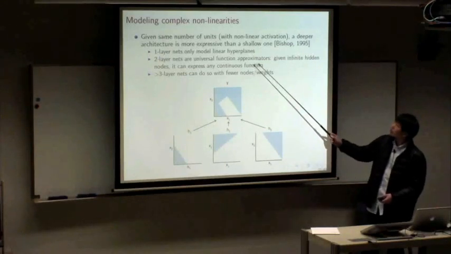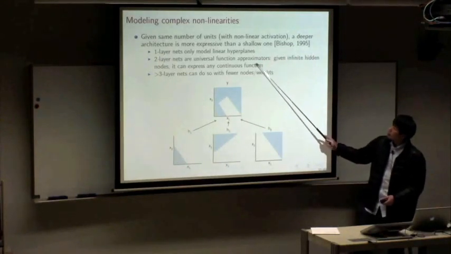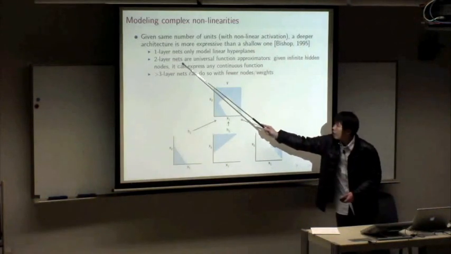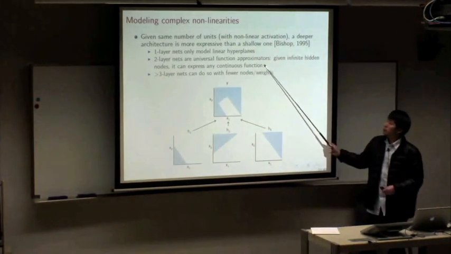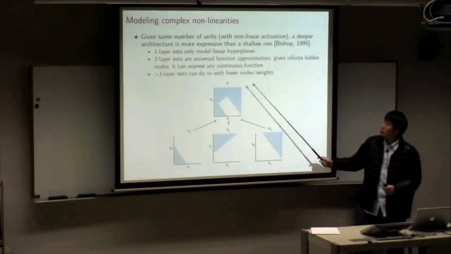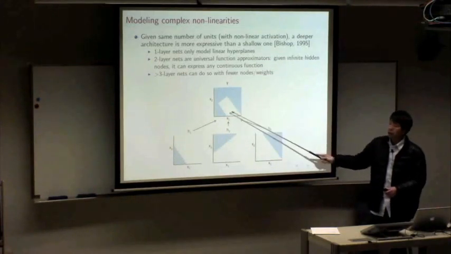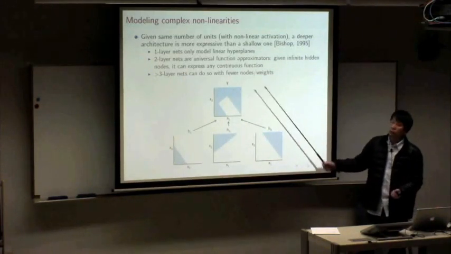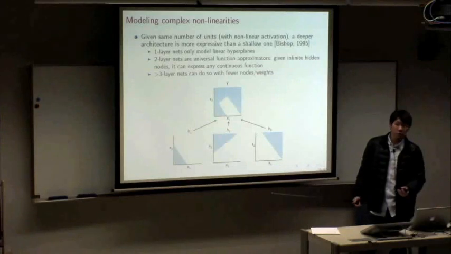So in particular, if you have a two-layer net, there's a theory saying that you can actually approximate any nonlinear smooth function with a two-layer network. So it's a universal function approximator.